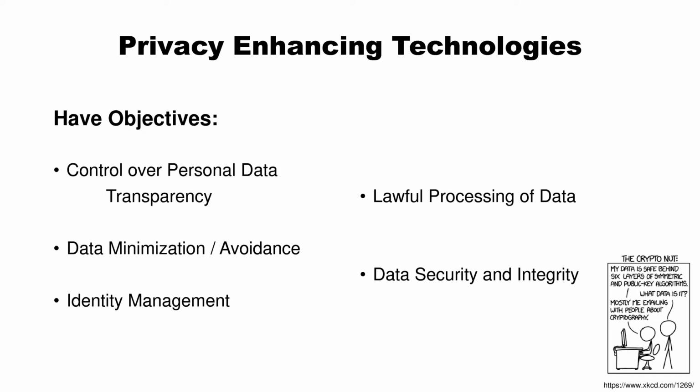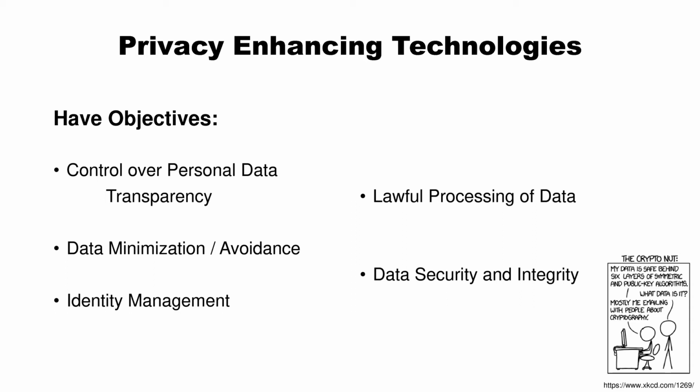Other privacy-enhancing technologies focus on the lawful processing of data, or how to process personal data in a lawful way. For instance, if you want to adhere to the GDPR, there will be privacy-enhancing technologies that offer tools to help you do that. And other privacy-enhancing technologies also focus on data security and integrity, which is also included in GDPR. GDPR also has provisions for data security and integrity, as you may recall from the first part of this course.